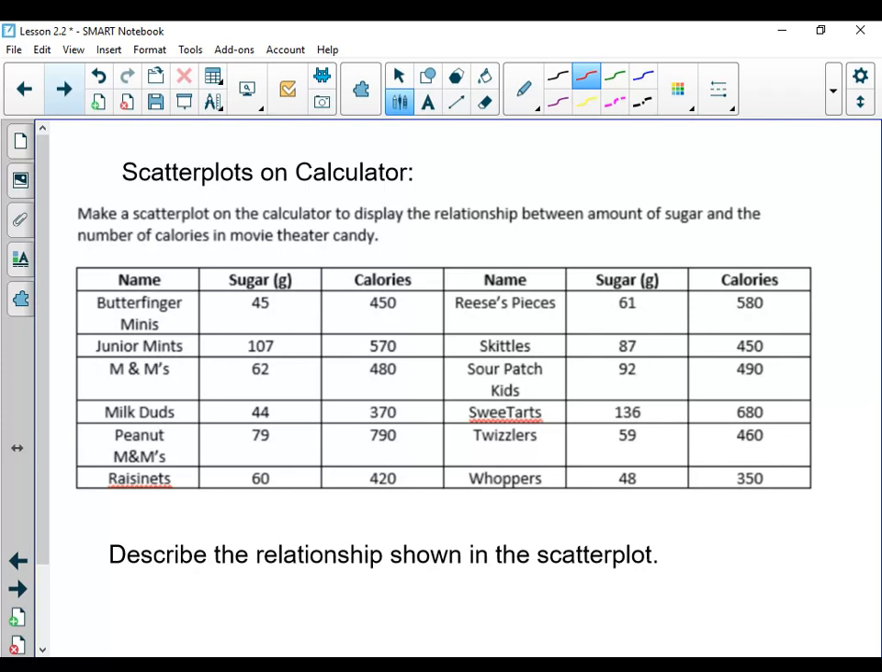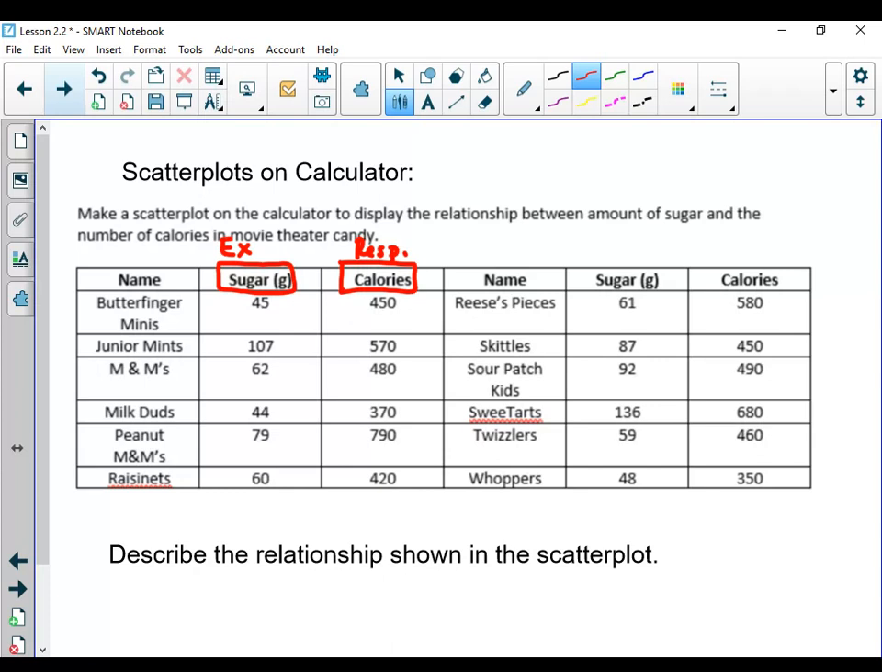So first of all, we've got two variables here. We've got sugar, we've got calories. Which of those two do you think would be the explanatory variable? What do you think, Ben? Yeah, sugar. So the amount of sugar is probably going to affect how many calories we have. So I would consider this to be the explanatory, this to be the response. Which means when I make my scatter plot, the sugar will be on the x-axis, the calories will be on the y-axis.